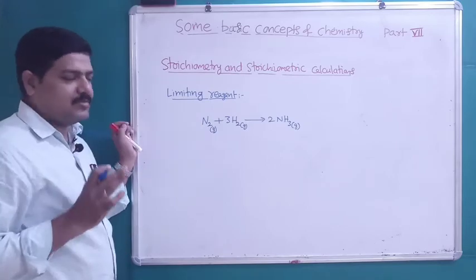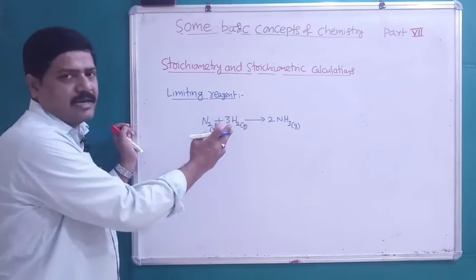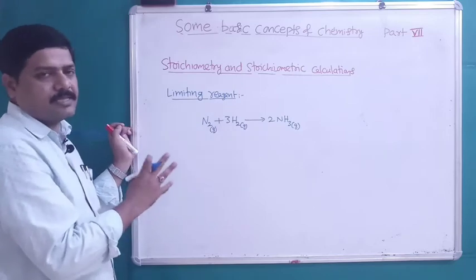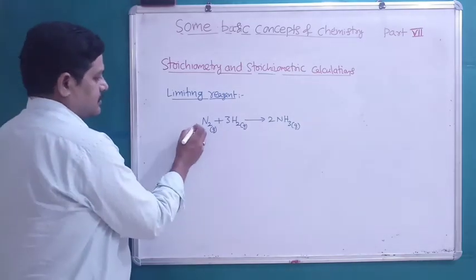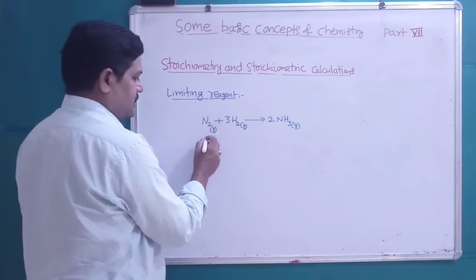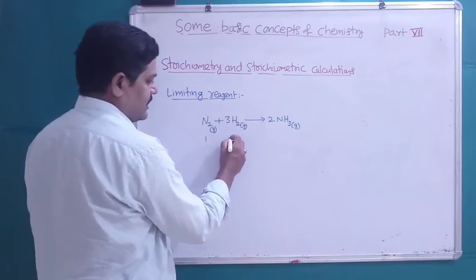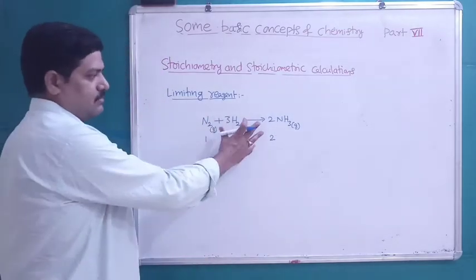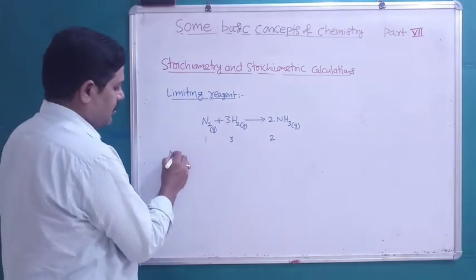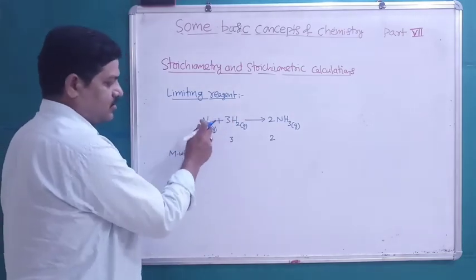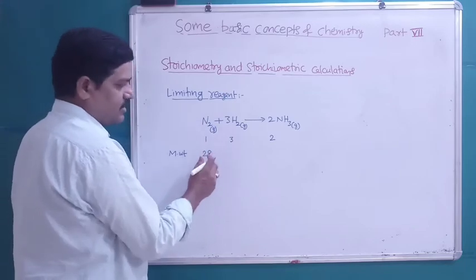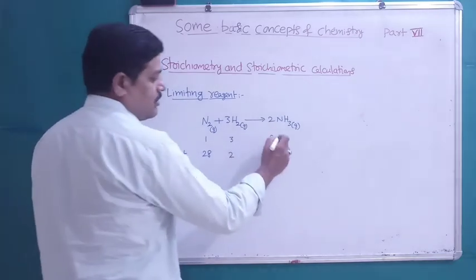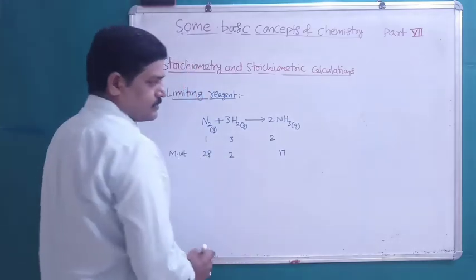Here, let us assume that it is an irreversible reaction. Generally, we know it is reversible, but let us assume, for example, that it is irreversible. Here the number of moles of N2 is 1, of H2 is 3, and of ammonia is 2. This is in the balanced equation, right? The molecular weight of N2 is 28, hydrogen is 2, and ammonia is 17, right?